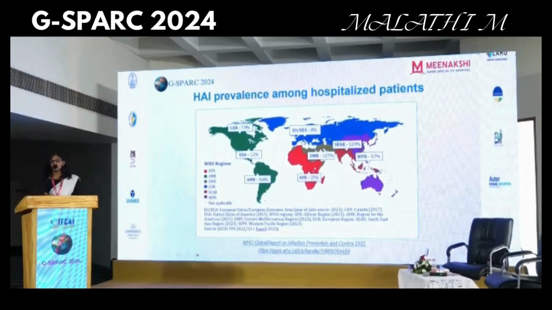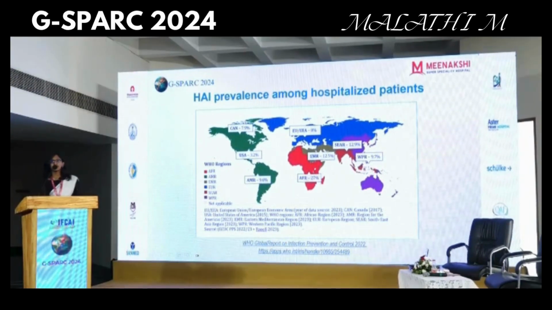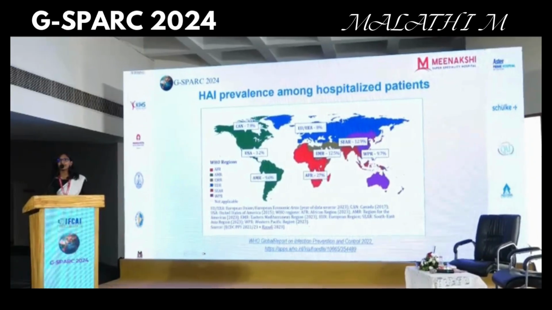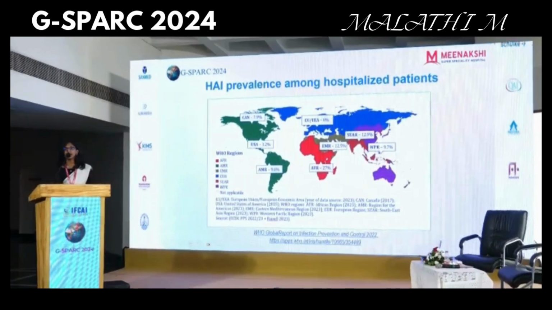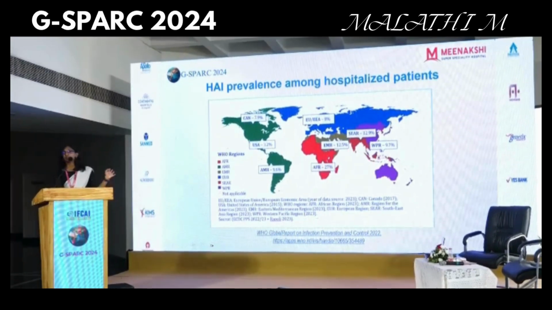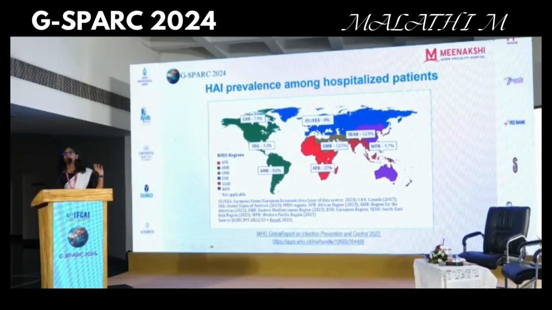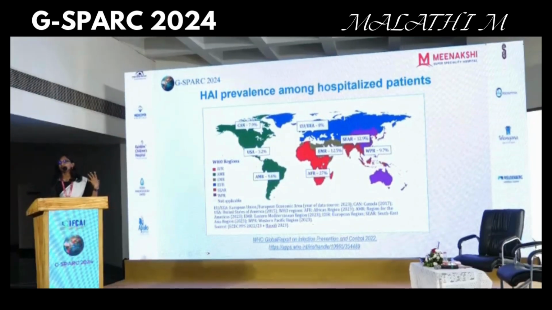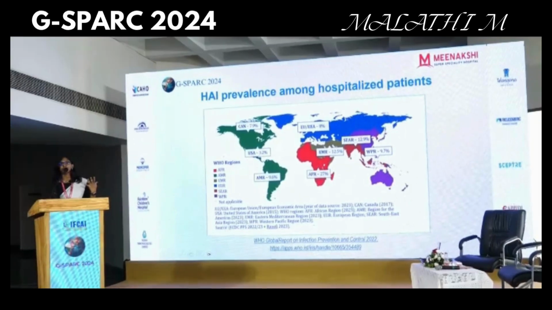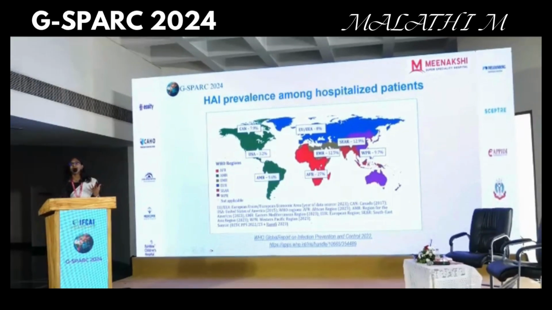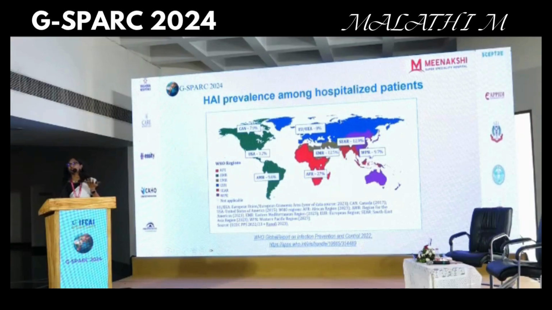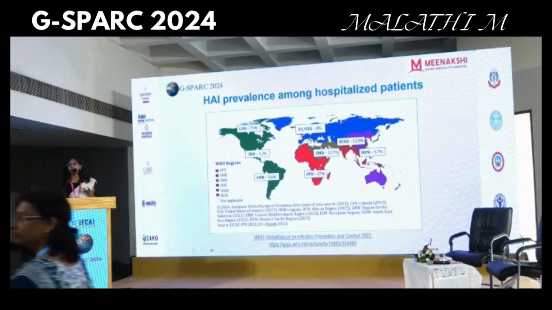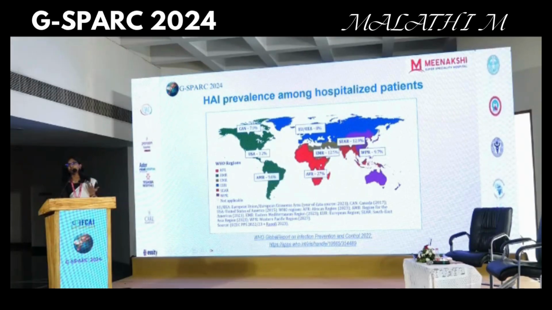Why do we need to do this HAI surveillance, especially in India? I think there was a talk yesterday by the WHO IPC unit head, Benedetta ma'am. I think she would have projected these two slides. One is about HAI prevalence. When you have to talk about the prevalence or incidence of infections at a global level, at a national level, or at your own institute level, you need to have data. How to get this data? Only when you do surveillance.